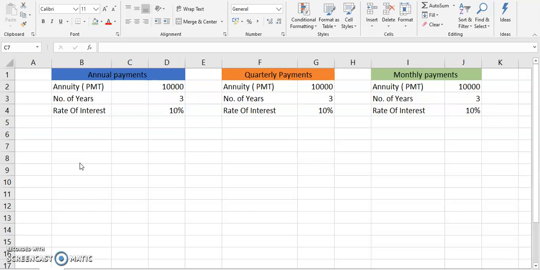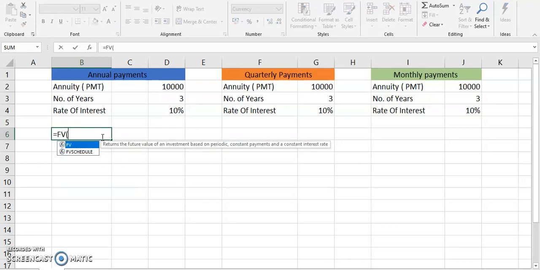So let's discuss the first case. Let me explain the first scenario where, let's say, you deposit 10,000 rupees every year for 3 years at a rate of interest of 10% in a bank. 10,000 is an annuity payment and there is no single cash outflow today. Annuity is made at the end of the period, equals to future value.